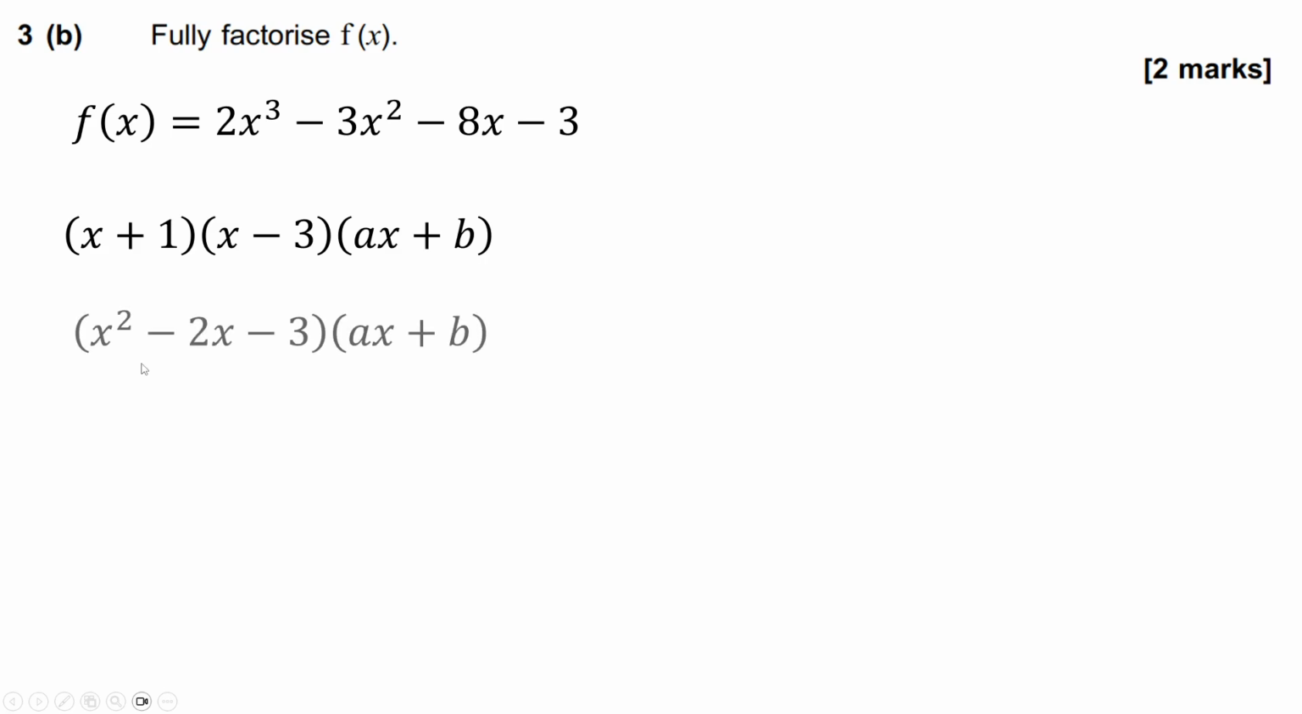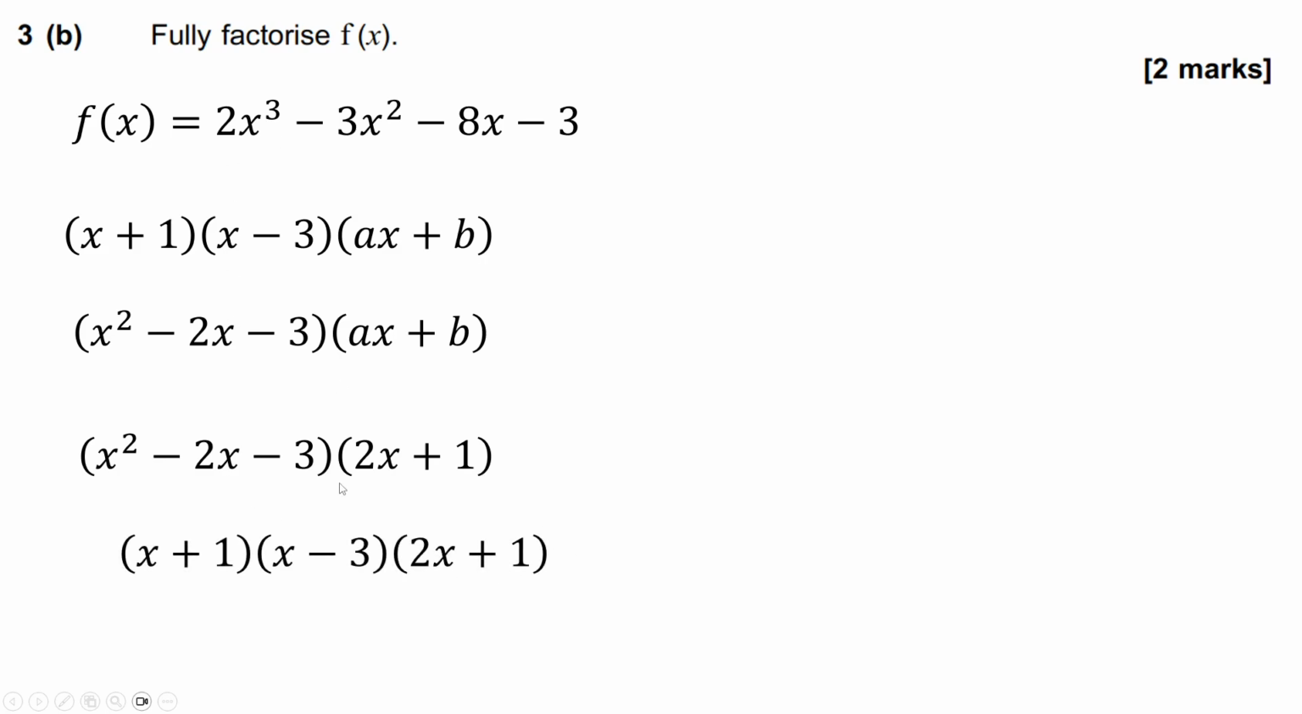I expanded these two together like this, and then I equated coefficients, looking at the x squareds and x's. So we have an x cubed here. We have ax cubed and then we have 2x cubed, so a equals 2. And then b just equals 1, because minus 3b has to equal minus 3. And then factorize this back.